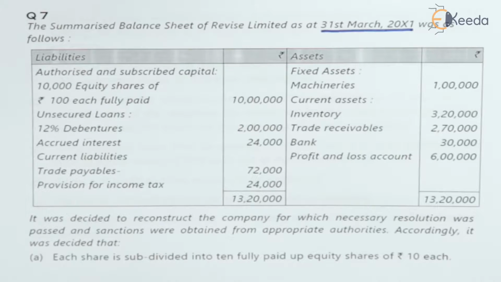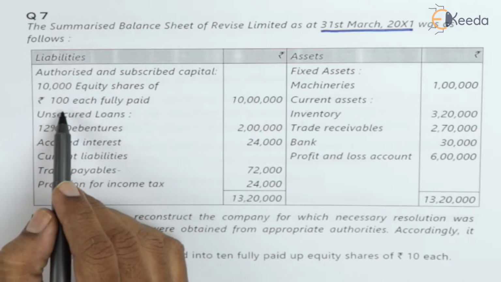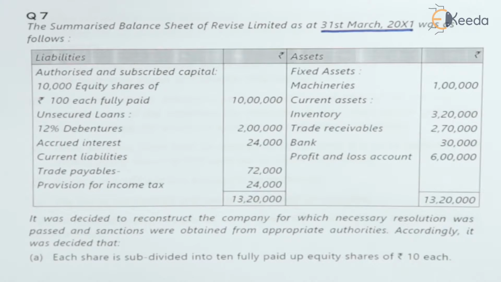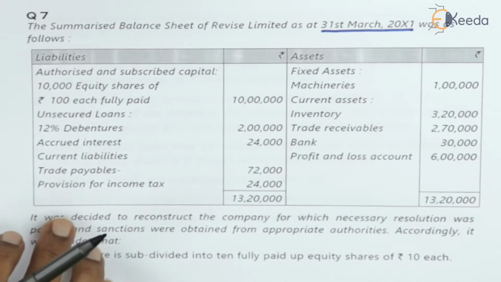Means there is no profit or loss, but there is a change in the face value of the share. Earlier there were 10,000 shares of 100 each. In future there will be 1 lakh shares of rupees 10 each. In that way capital will remain 10 lakhs. Let's see the next information.